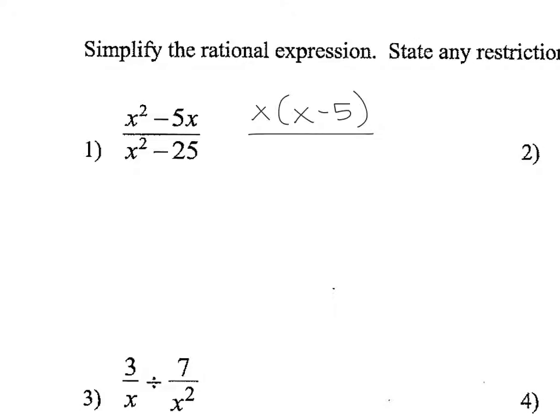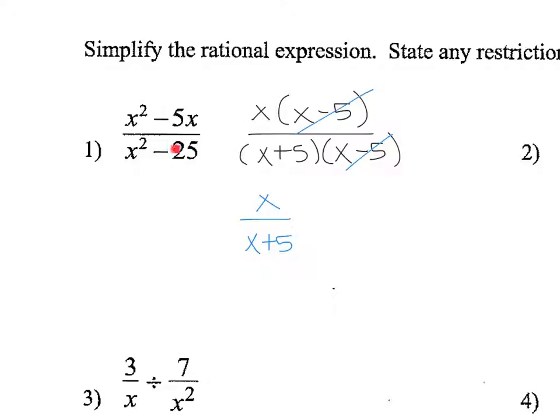And then this is actually difference of squares. So this is going to be x plus 5 and x minus 5. So I can simplify by canceling out these common factors. So my answer is x over x plus 5. Now I want to look at restrictions.